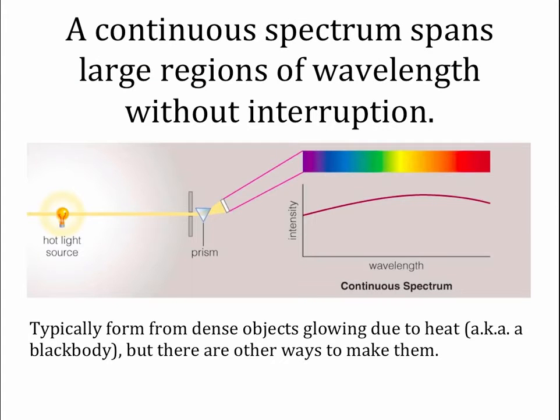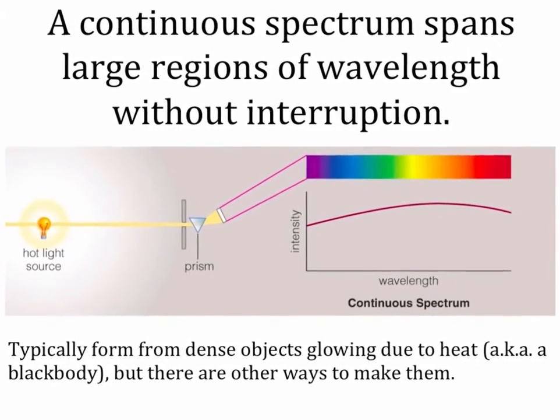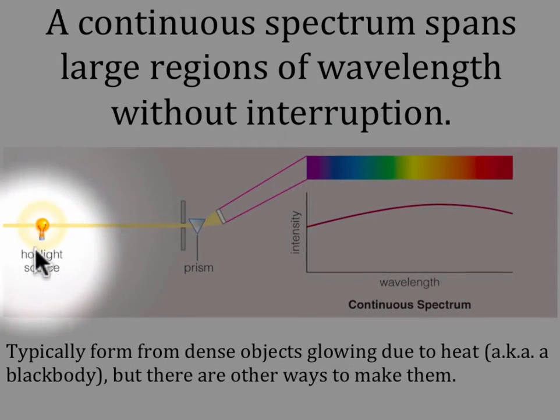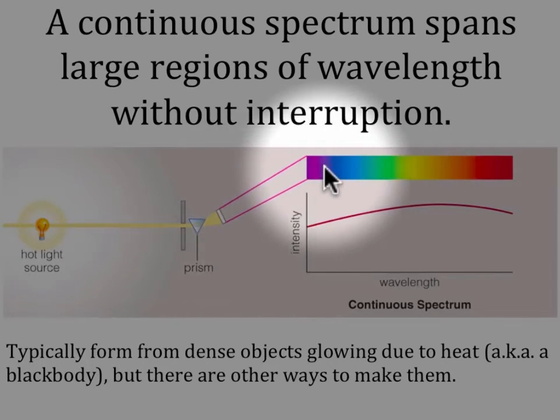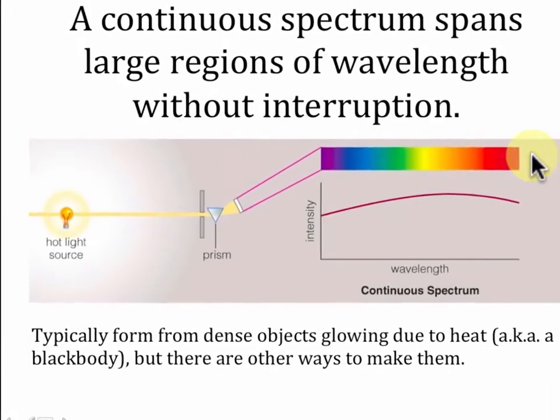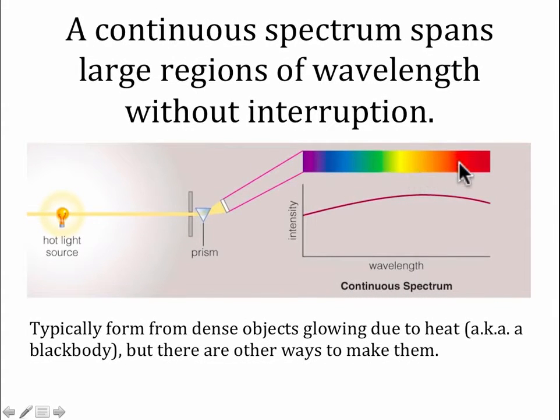So let's talk about the three types of spectra that are most commonly seen in astronomy. The first, which we've actually already talked about, is called a continuous spectrum. A continuous spectrum is any spectrum that spans large regions of wavelength without interruption. And this is the type of spectrum that we get from a black body, though there are other ways to make continuous spectra. But here's a good example. We have an incandescent light bulb, which is glowing because it's hot. The light goes through a prism, gets spread out into its component colors, and we see all the colors from blue through yellow through red.